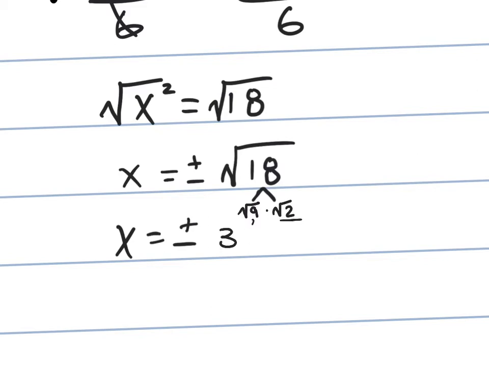And what is the square root of 2? It's just the square root of 2. Plus or minus 3 square root of 2. 3 times the square root of 2.